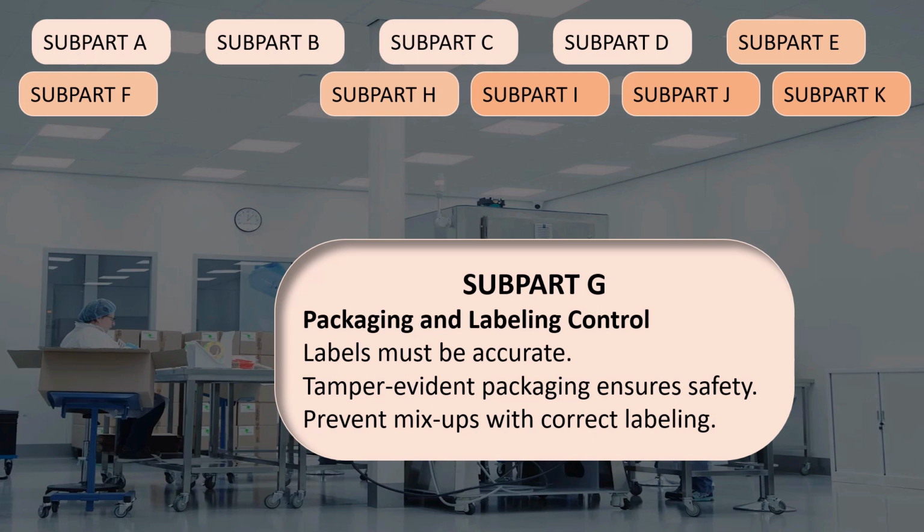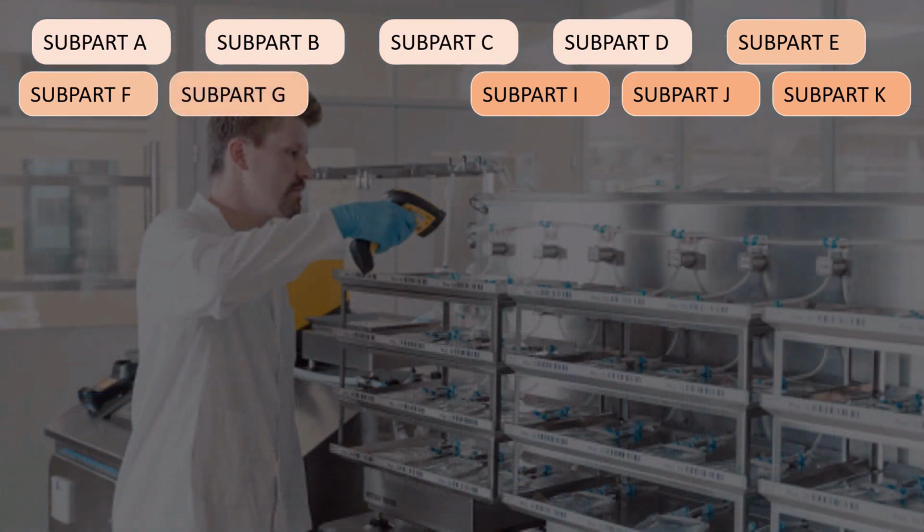1. Labeling accuracy. Labels must accurately reflect the drug's identity, strength, and proper usage. 2. Preventing mix-ups. Strict controls are required to ensure that only the correct labels are applied to drug products. 3. Tamper-evident packaging. Packaging should include features that help identify if the product has been tampered with.